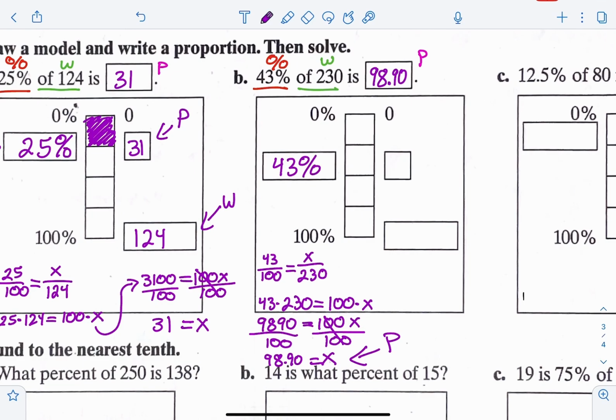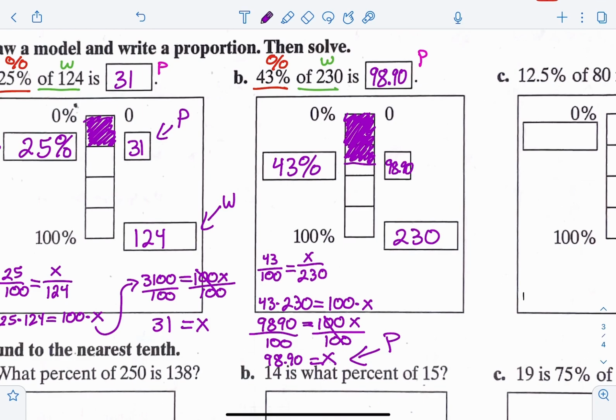So now, filling in my chart, we said that this one is the percent, 43%. We said this one was the part, so 98.90. And this one is the whole, which was 230. And then I just need to color in 43% of it. So if this line is 50%, then let's say that 43% is somewhere up in this range. And then I would color in 43% of my bar.